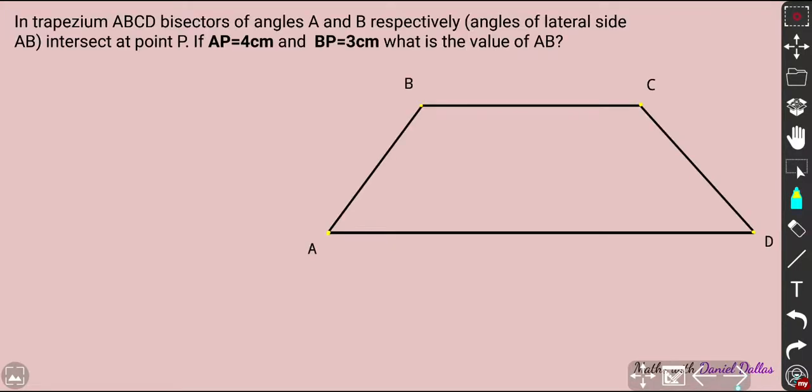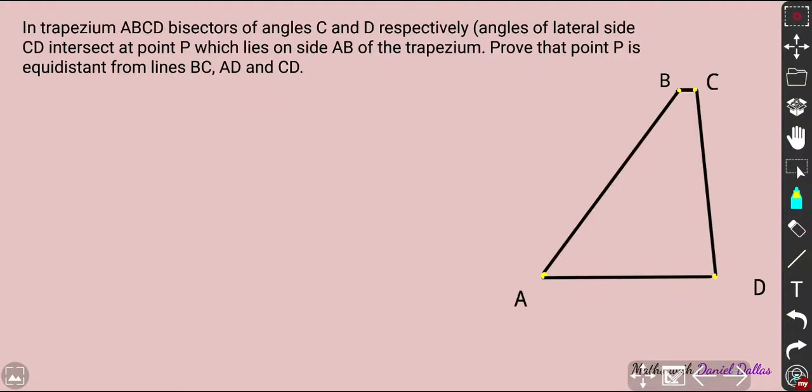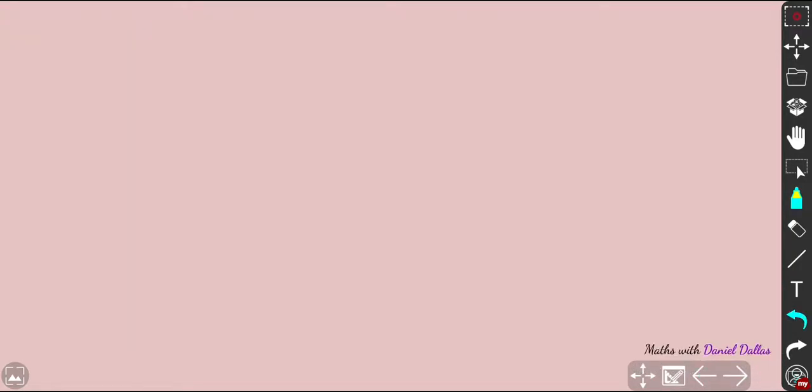Here is the first one, and here is the second one. Pause the video, try to do it on your own as always, and let's have a look at my explanation. Before we solve our two problems, I would like to mention what a bisector is.